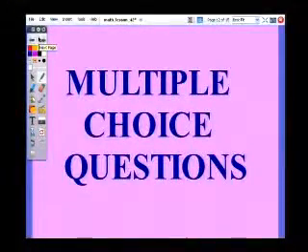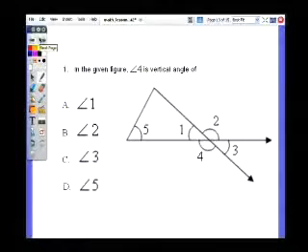The multiple choice questions finally. Number 1. In the given figure, angle 4 is the vertical angle of angle 1, angle 2, angle 3 or angle 5. Find out that angle 4, बस देखिए और आपको समझ में आ जाएगा. Angle 4 is the vertical angle of which angle out of these?